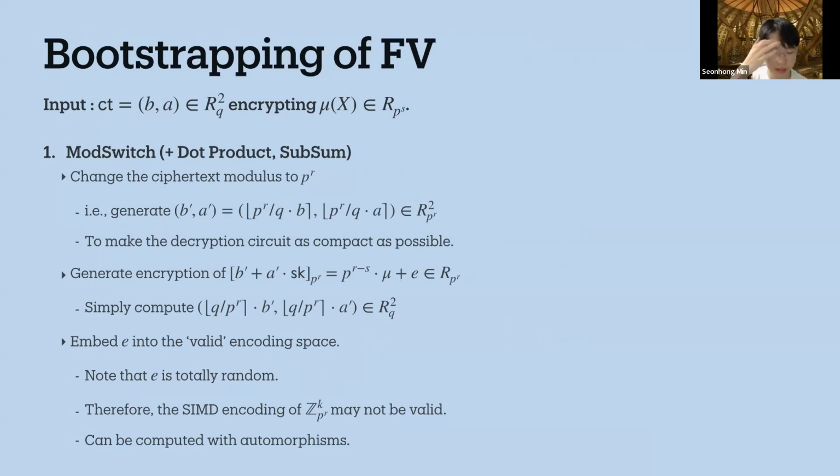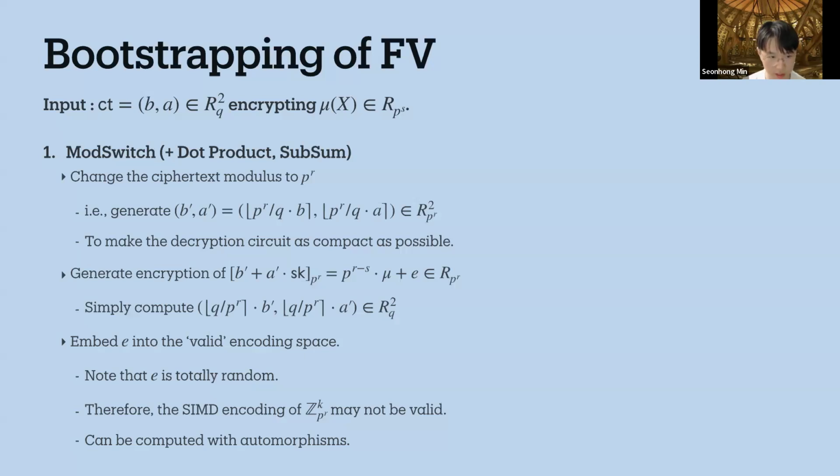Now, let me introduce the bootstrapping for the FV scheme. So let's say that we have an input ciphertext, then firstly we do the mode switch and dot product and subsum operation. So in the mode switch step, we change the ciphertext modulus to P to the R. What we want to do here is make the decryption circuit as compact as possible by changing to a small ciphertext modulus.